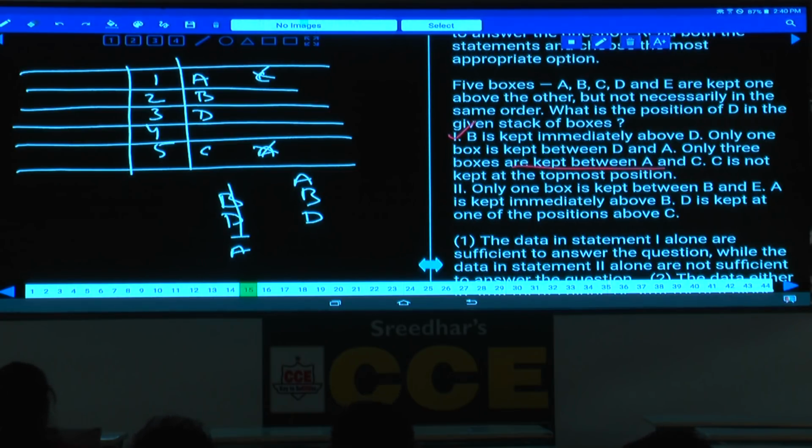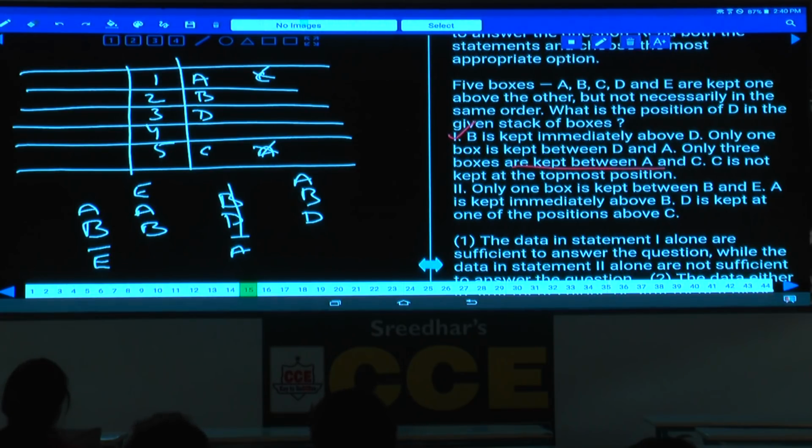Then condition number 2. In condition number 2, only one box is kept between B and E. Though we are getting the answer with condition number 1 alone, still we need to find out whether we are getting the answer with 2 alone or not. Why? Because there is a choice like either 1 or 2. Directly you cannot go for only 1. Then only one box is kept between B and E, and A is kept immediately above B. Only one box between B and E can be like this, or A is immediately above, and only one box can be like this.